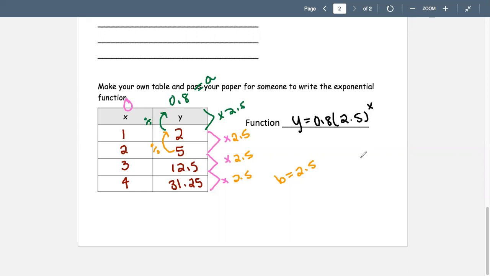Is this exponential growth or exponential decay? Growth or decay? It's growth because my B value is greater than 1. So this is exponential growth. So if I wanted to find the R value, I would do 2.5 minus 1, which will give me 1.5.